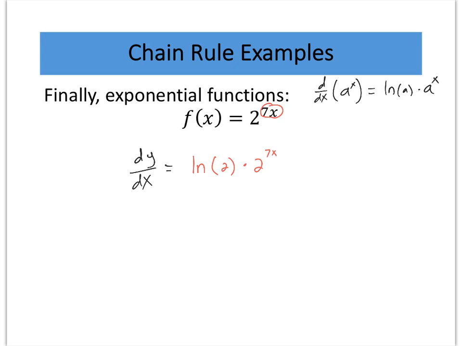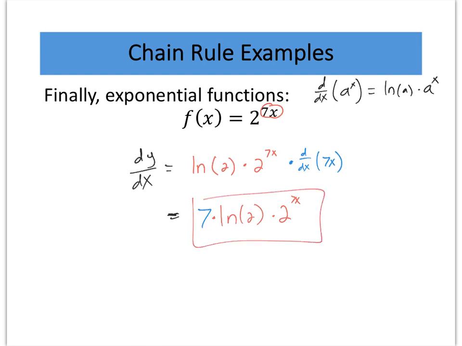So my derivative is going to be the natural log of the base, times the base, like it normally is. But when I use the chain rule, I have to take the derivative of the inside, d over dx of 7x, which we know to just be 7. So we've got 7 times the natural log of 2 times 2 to the 7x power. And this is the derivative of the original function. That chain rule is so critical, because if we forgot to take the derivative of the inside, we'd be off by a factor of 7.